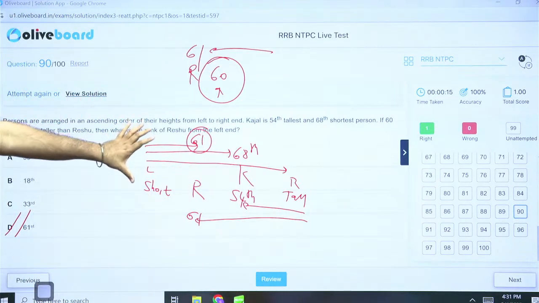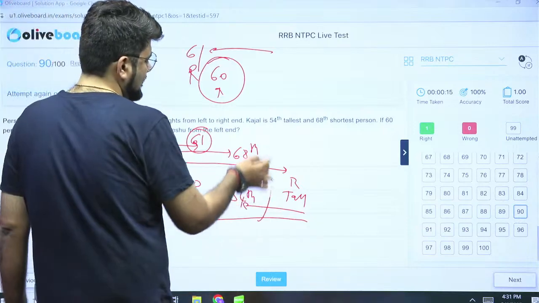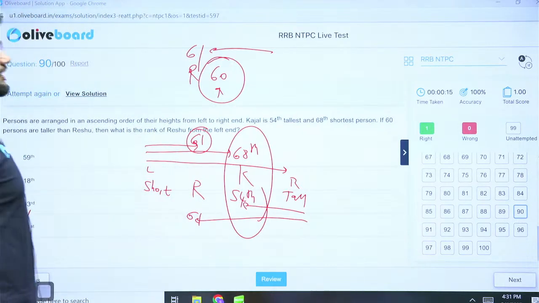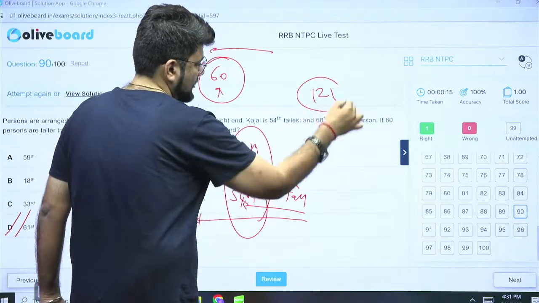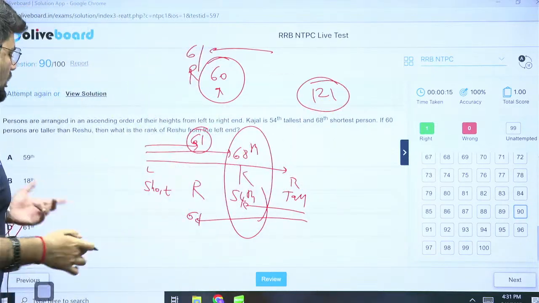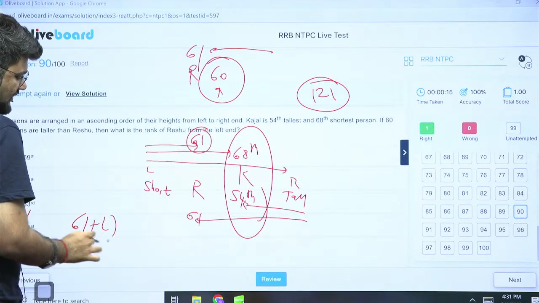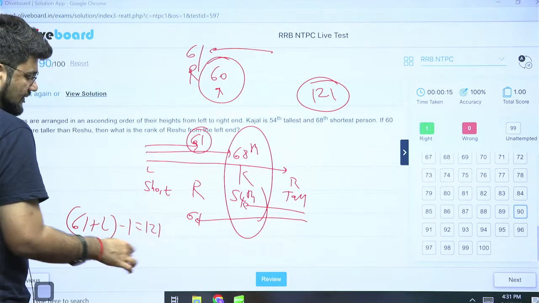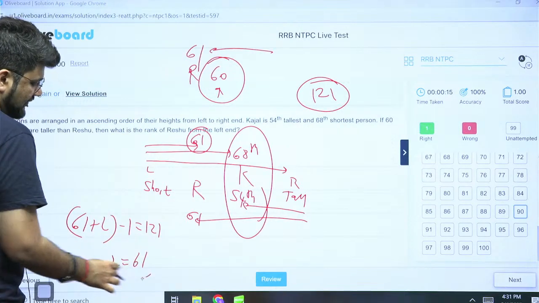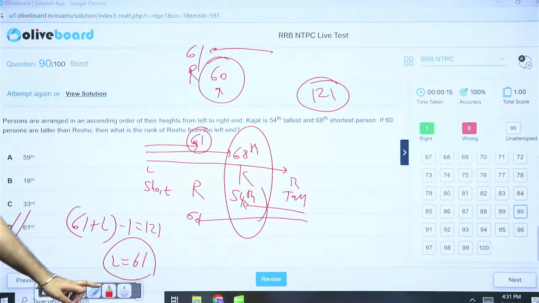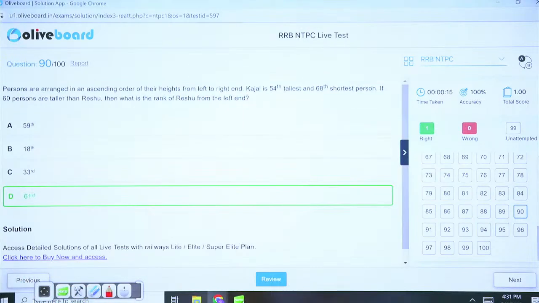Either you can do this or you can go with the normal method. 54 plus 68 minus 1. So this is 122, minus 1. So there are 121 people total. Now what is the formula? Rank from the right side 61 plus rank from the left side minus 1 will give you 121. And if you solve this, L will again come out to be 61. So in both cases, your answer is always 61. You can be very smart about this. So answer D becomes the correct answer.